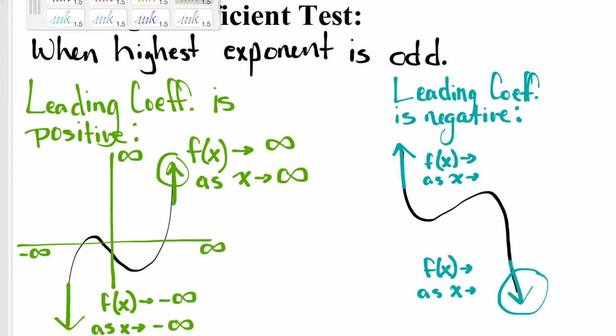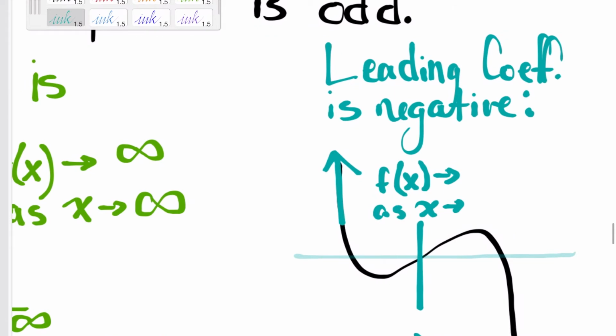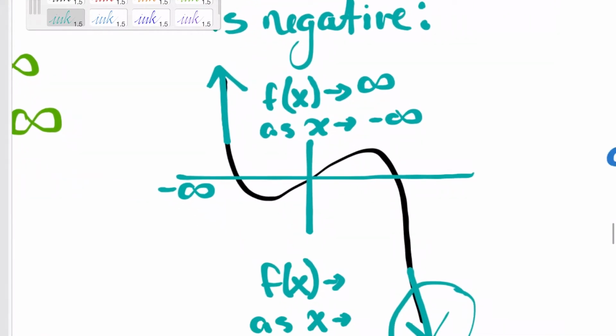When it comes to the opposite situation, we have a leading coefficient that is negative, so we're going up to down. As we are looking over towards negative infinity, it looks like we're going up to positive infinity. And as we're looking at positive infinity on our x-axis, we're going down towards negative infinity. So as I'm going to the right, the function is going down.